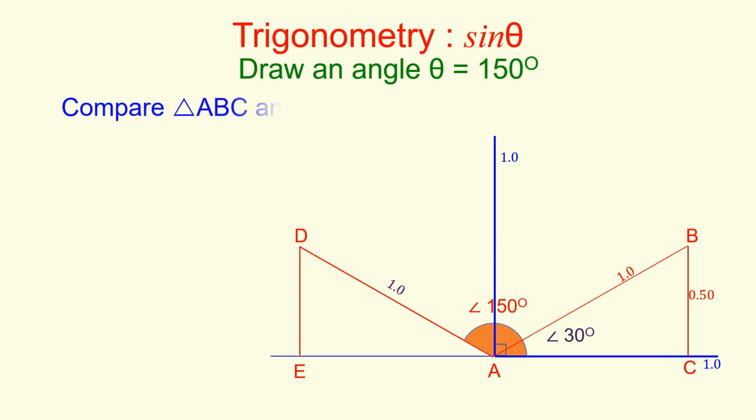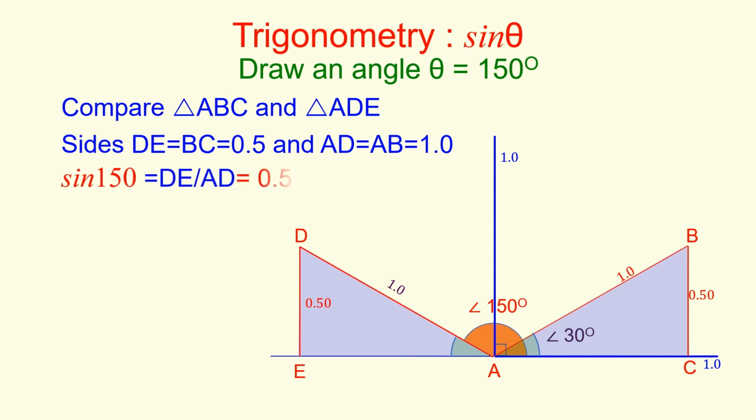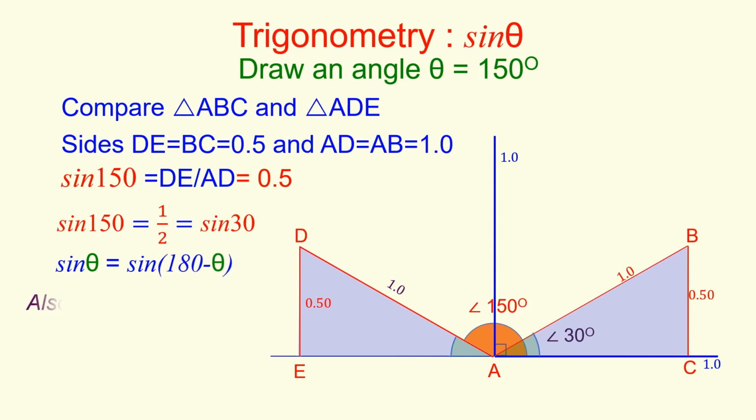Draw an angle theta equals 150 degrees. Compare triangle ABC and triangle ADE. Sides DE equals BC equals 0.5 and AD equals AB equals 1.0. Sine 150 degrees equals DE by AD equals 0.5 equals sine 30 degrees. Sine 150 equals sine 180 minus 60 equals sine 30.